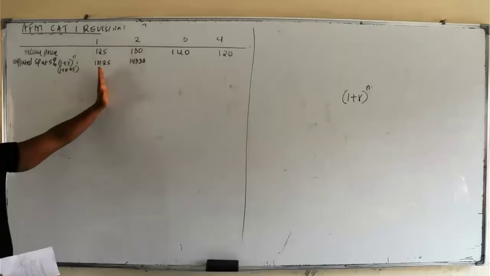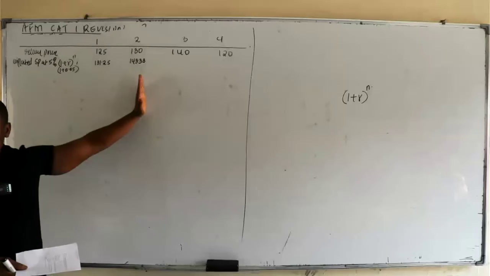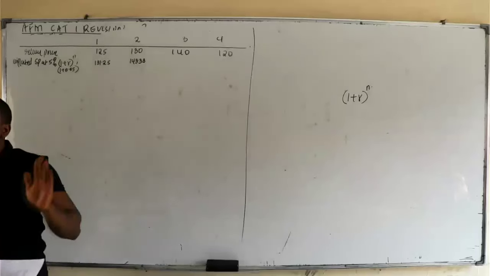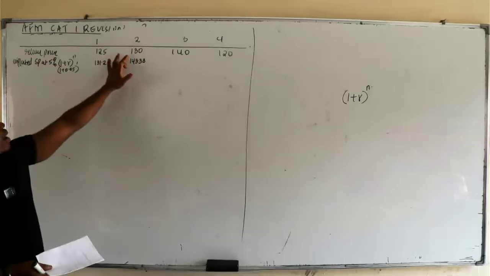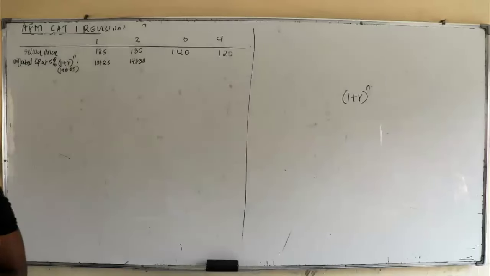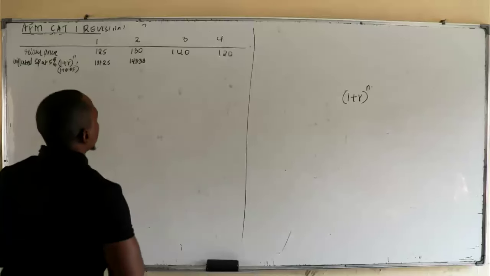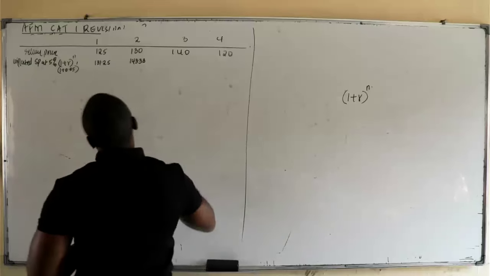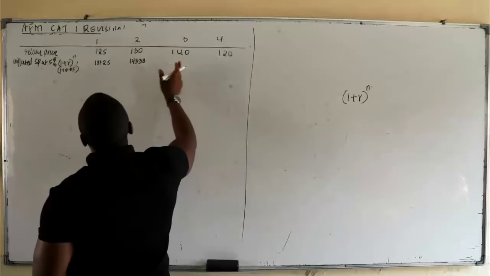Or alternatively, which will give almost the same answer: year 1 is 5%, right? Year 2 is also 5%. So it's 5 plus 5, you get 10. So you take 130, you multiply by 1.1, you get 143. Are you getting? But the formula is easier.